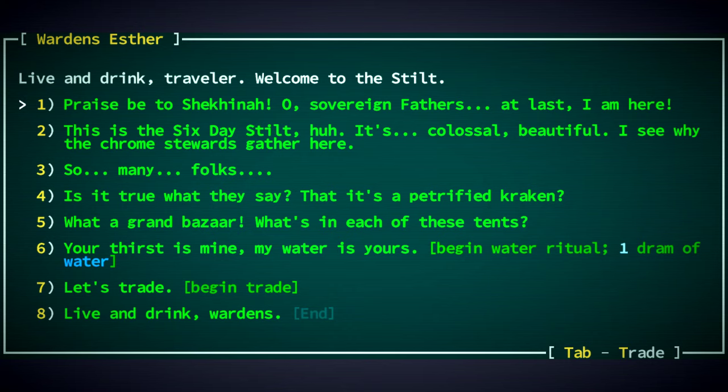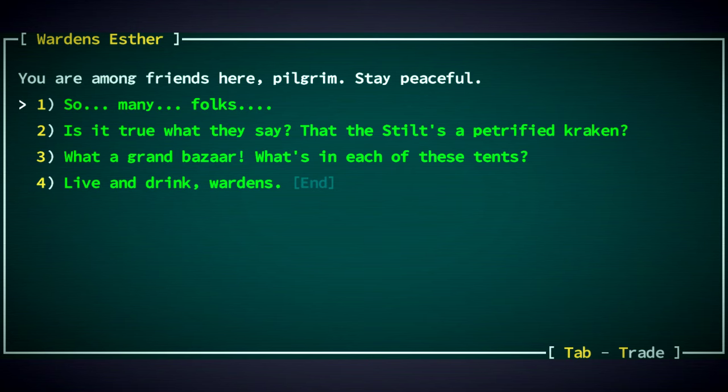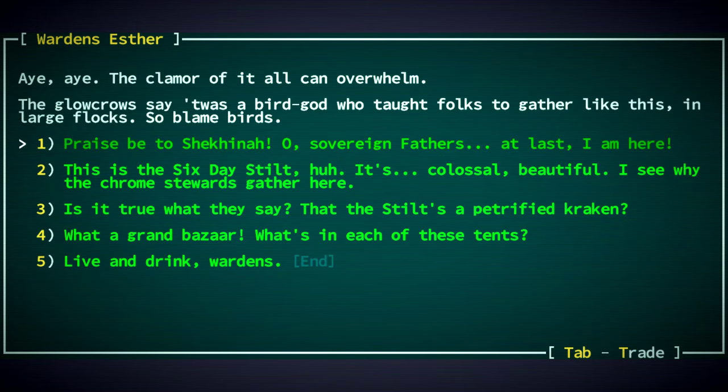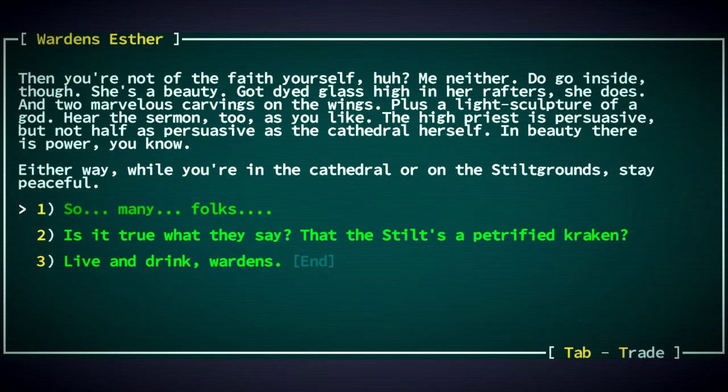Praise be to Shekinah, O Sovereign Fathers, at last I'm here. So many folks. Aye, the clamor of it all can overwhelm. The glow crows say 'twas a bird god who taught folks to gather like this in large flocks, so blame the birds. It's colossal, beautiful. I see why the crumb stewards gather here. Then you're not of the faith yourself, huh? Me neither. Do go inside, though. She's a beauty, got dyed glass high in her rafters, she does, and two marvelous carvings on the wings, plus a light sculpture of a god. Hear the sermon, too, as you like. The high priest is persuasive, but not half as persuasive as the cathedral herself. In beauty, there is power, you know.